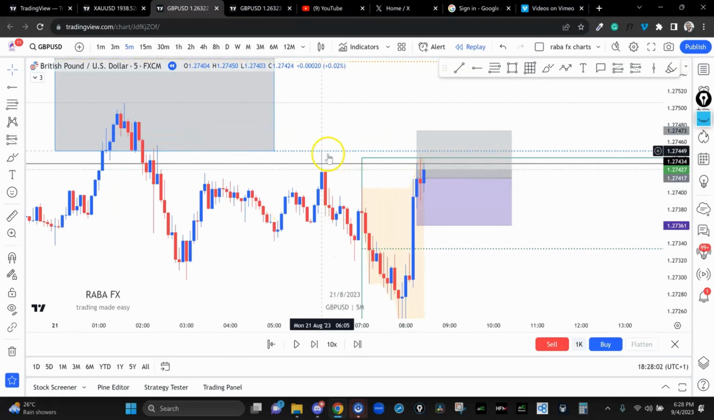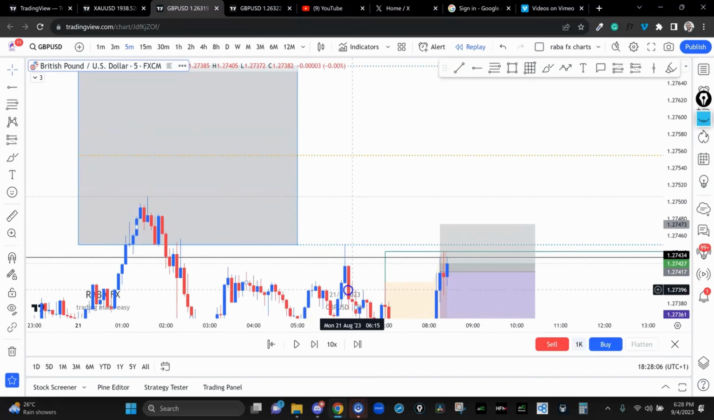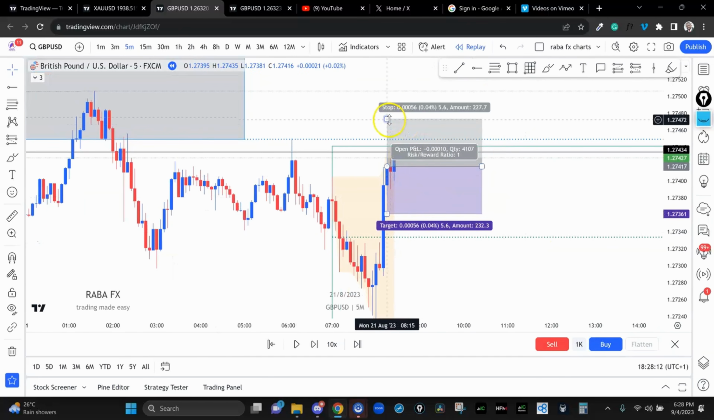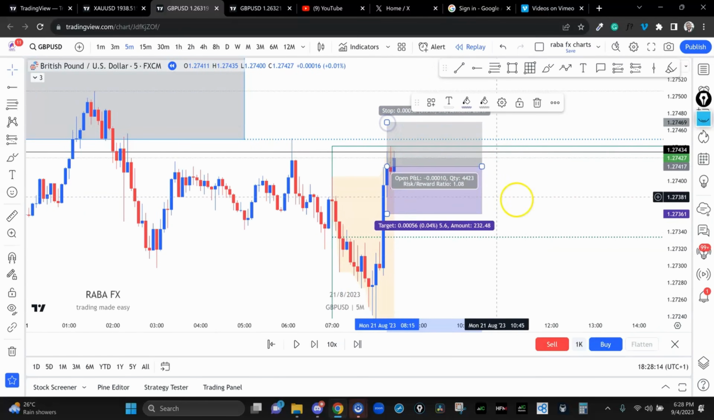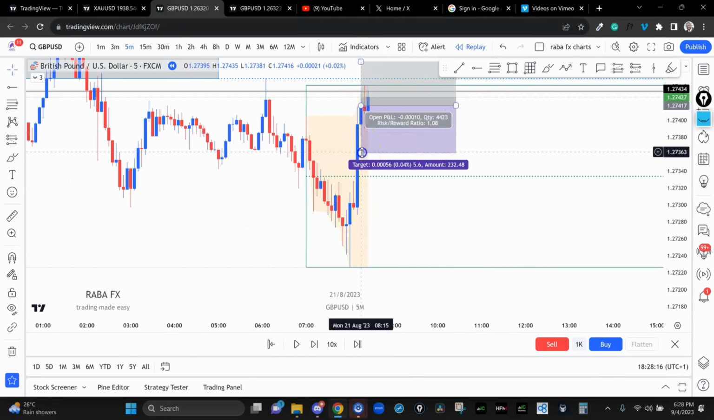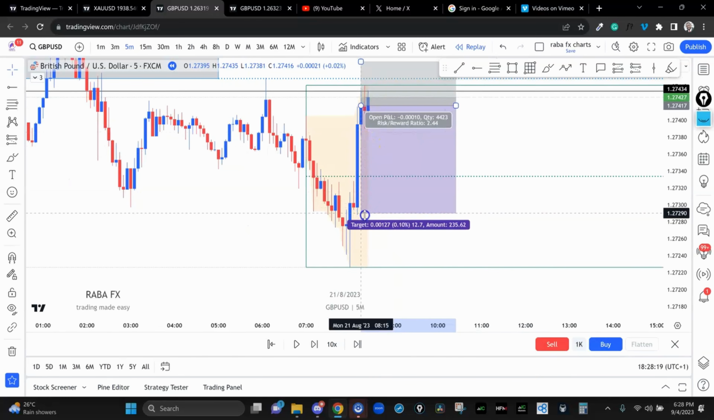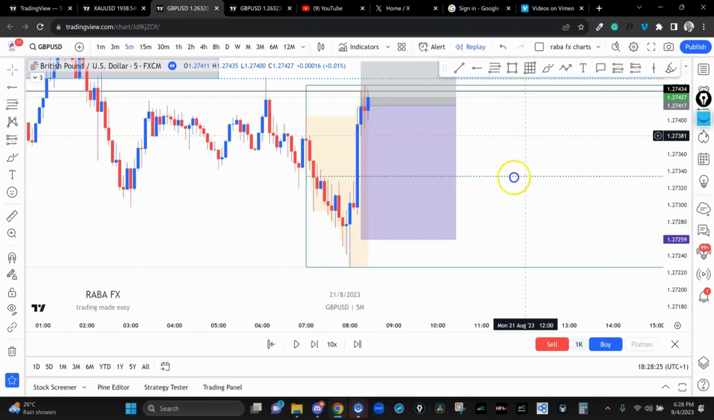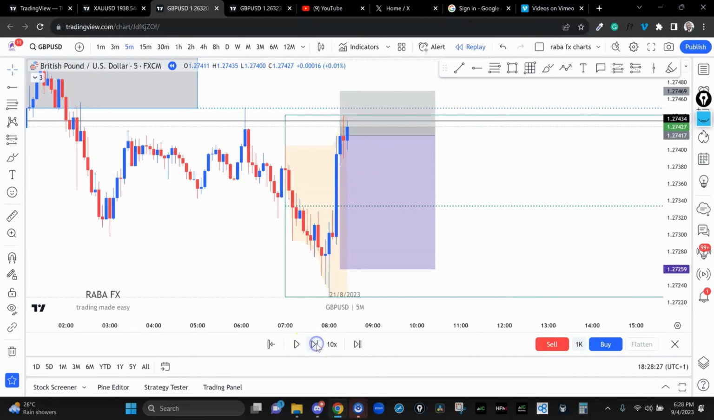In this case, we have the Asian session here. Sometimes the market comes up to take the Asian market, so you don't need to fall victim. Put your stop loss above that level, and then you aim for at least a 3-hour trade. So let's see what happens.